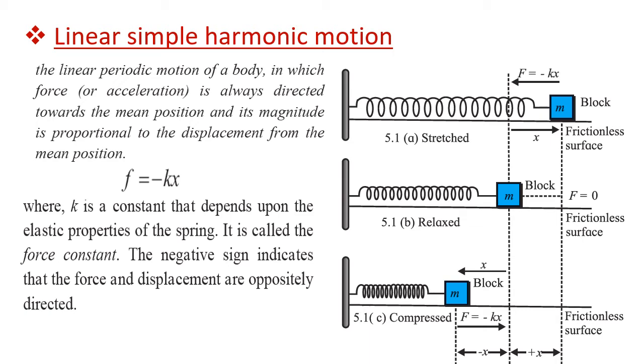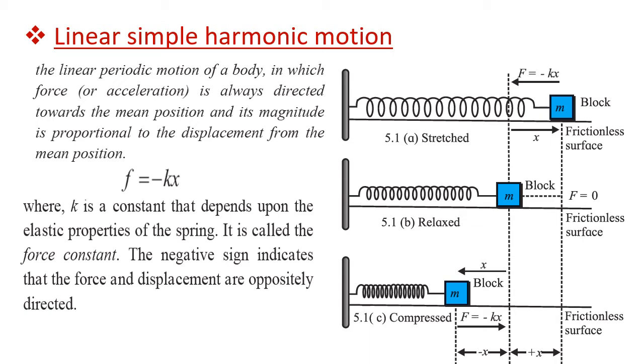Now if you pull the block, whose mass is m, towards the right and release it, what will happen? The block will begin its to and fro motion on either side of the equilibrium, and this motion of the block is shown in 5.1a and 5.1c. So 5.1b is the diagram which represents the equilibrium position of the block.